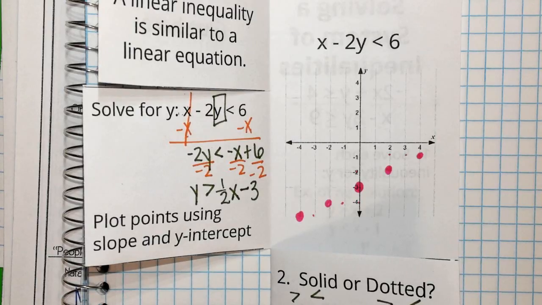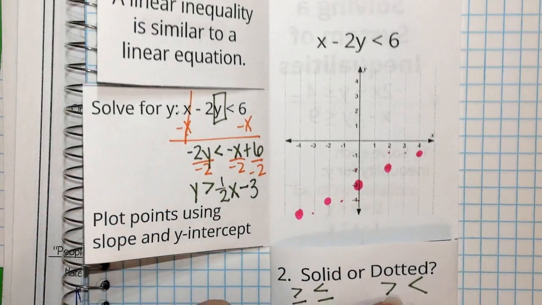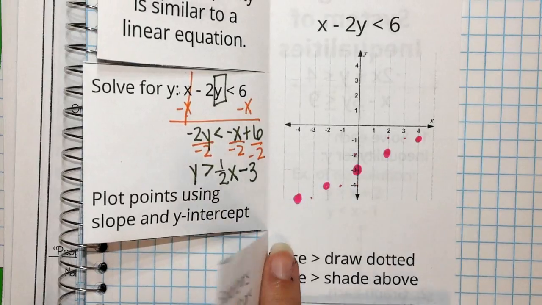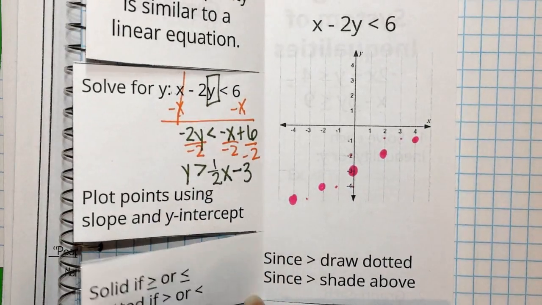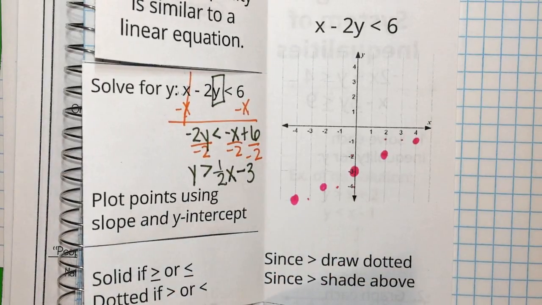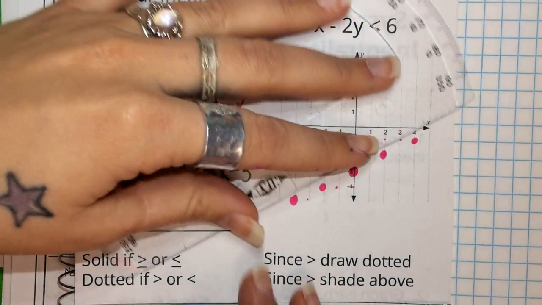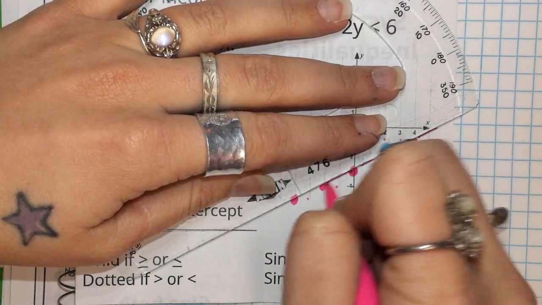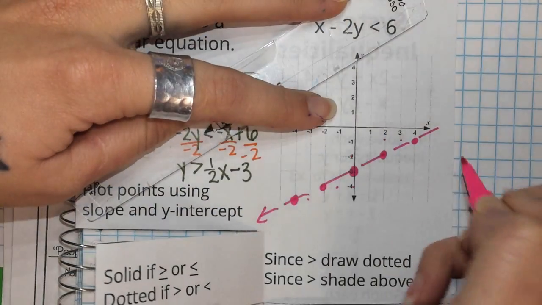What is the next step? Solid or dotted, correct. Who can tell me if it's solid or dotted? It is dotted. Why? Because it's not greater than or equal to. Fantastic. Good job.